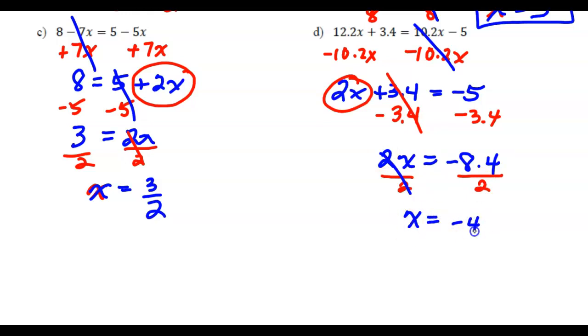And you might not need a calculator for that. Remember, 2 goes into 8 4 times. 2 goes into 4 twice. So half of 8.4 is 4.2, not 4.1. 4.2. I said it, but I didn't write it properly.